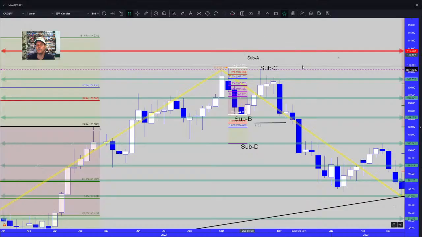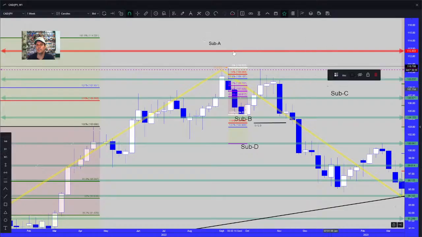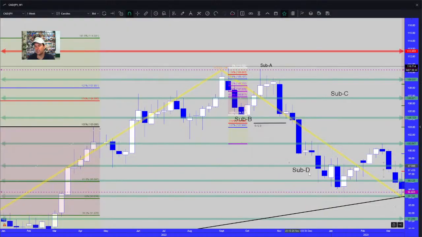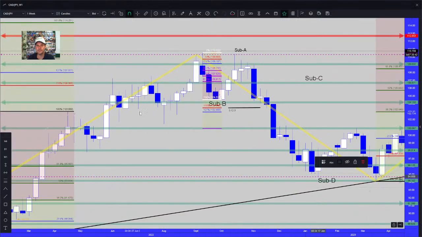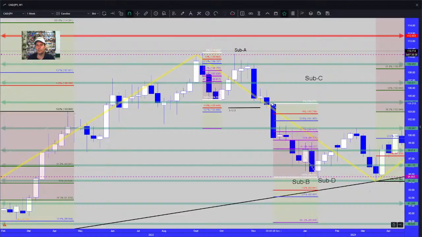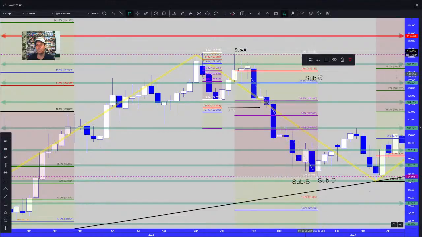Give me a second. Sub A goes to sub C, and the sub B goes to sub D. Must be a low, so this is now the sub D down in here. Agreed, everybody? So sub B goes to sub D and I have a new contrarian Fibonacci. Alright?